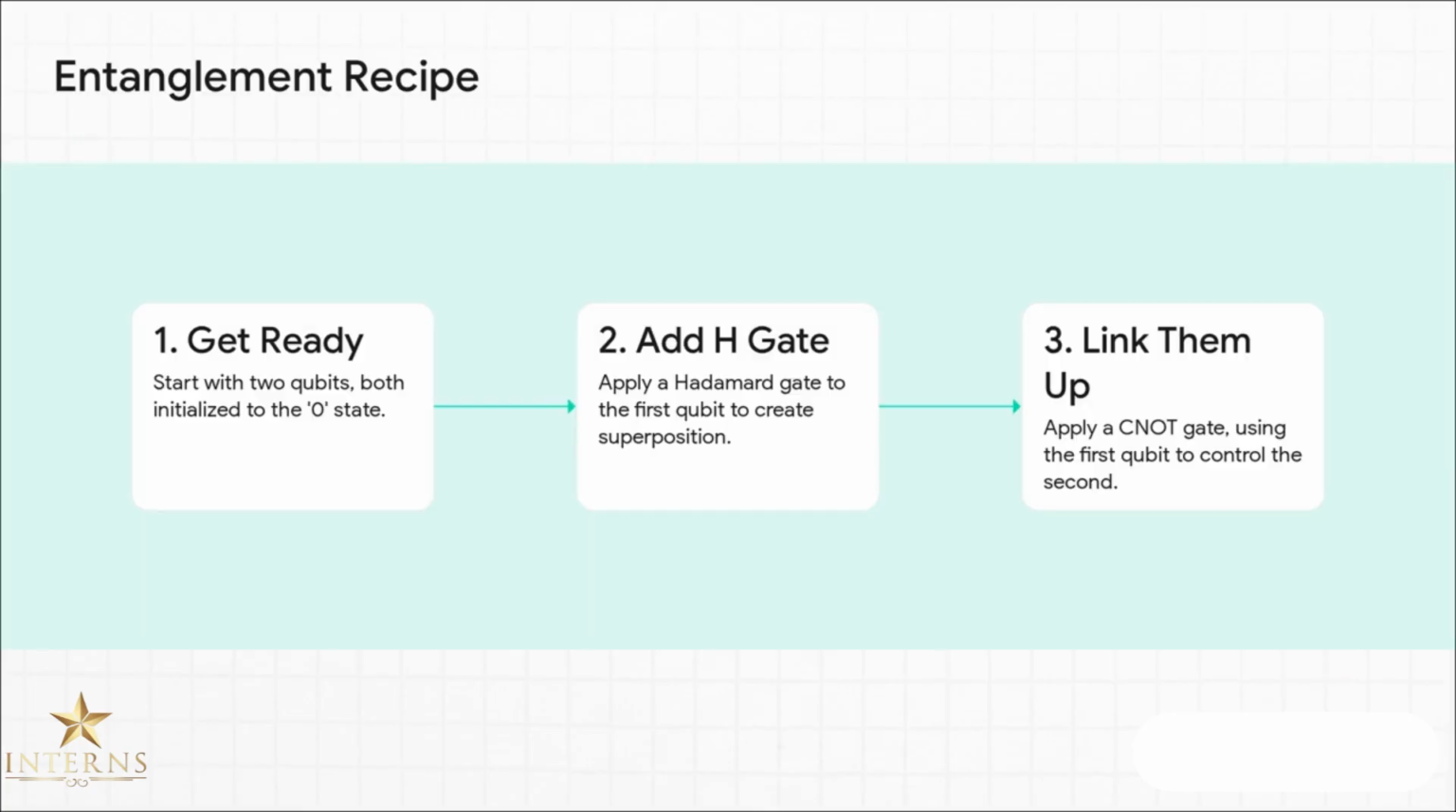And with that one tool, we can follow a really simple recipe to entangle two qubits. First, you start with two qubits, both just set to 0. Second, you use that H gate we just learned about to put the first qubit into superposition. And finally, you link them up with a CNOT gate. The first qubit is now the control, and the second is the target. That's it. You've just created entanglement.